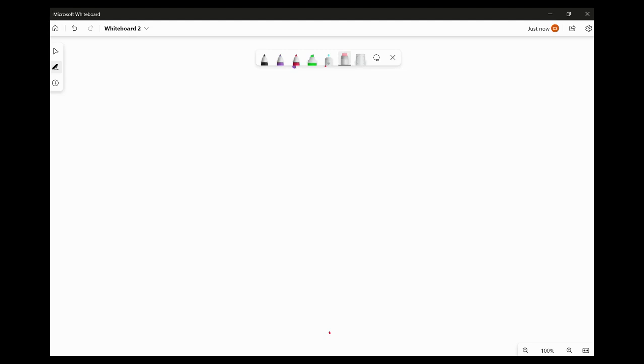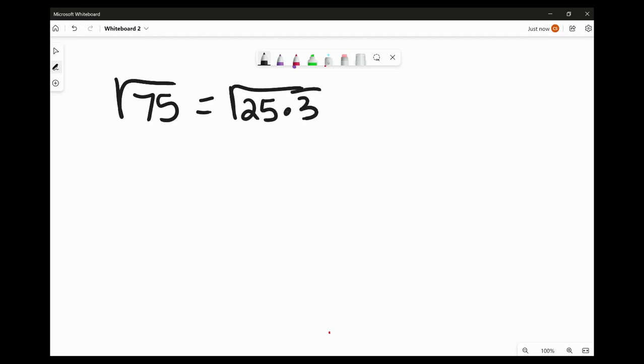Okay, guys, today we're going to talk about simplifying numbers in radical signs, specifically square roots. We're going to start with something basic, like the square root of 75. If I want to find the square root of 75, I can break it down into its prime factors. If I look at 75, I know that breaks down into 25 times 3.